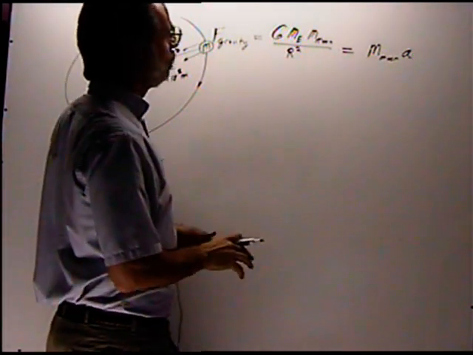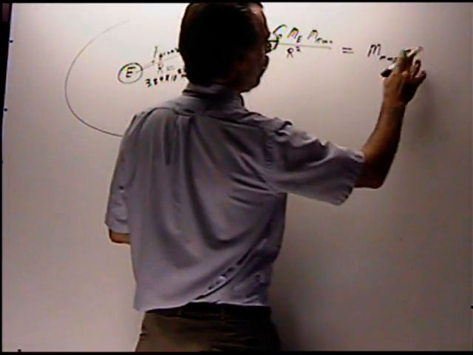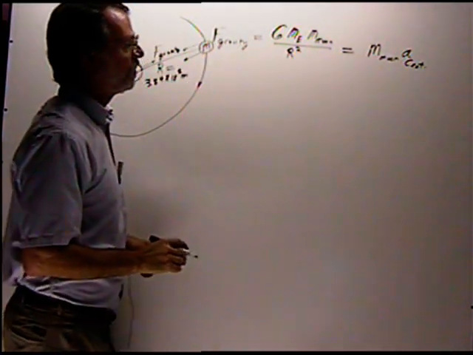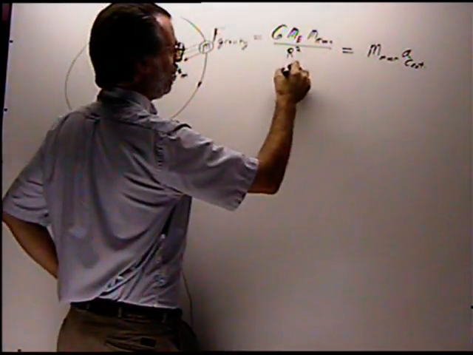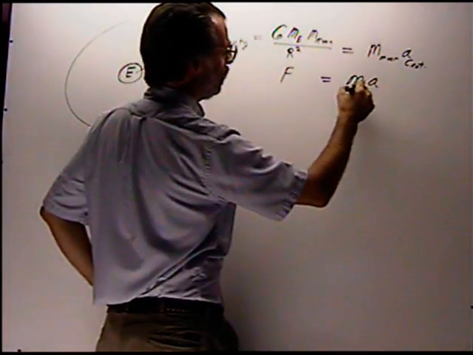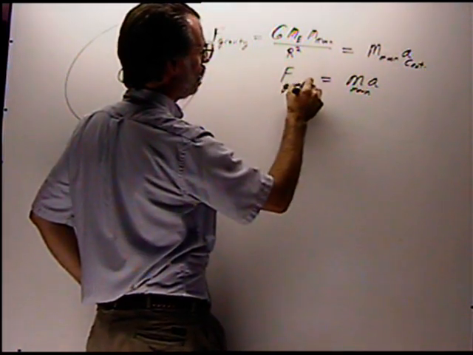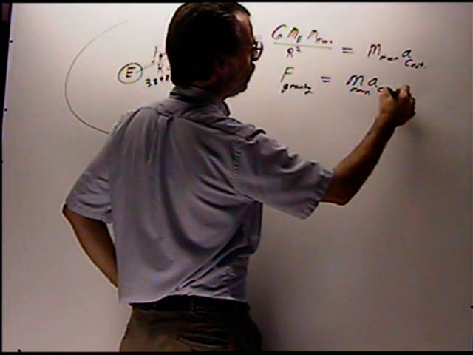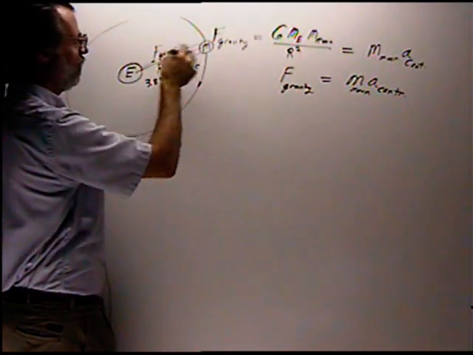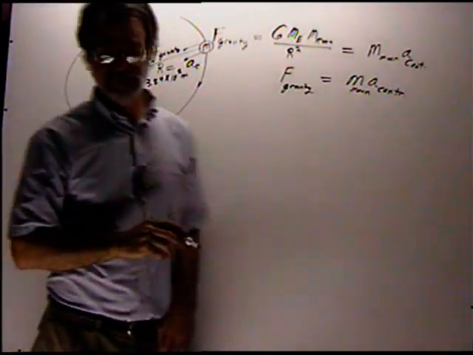Okay, so now this is the centripetal acceleration. So again, this is F equals ma, and we're applying this about the moon. So this is the mass of the moon, and the gravitational force supplies the centripetal acceleration. The centripetal acceleration is directed toward the Earth, and it supplies the force necessary to keep the moon traveling about in an orbit.